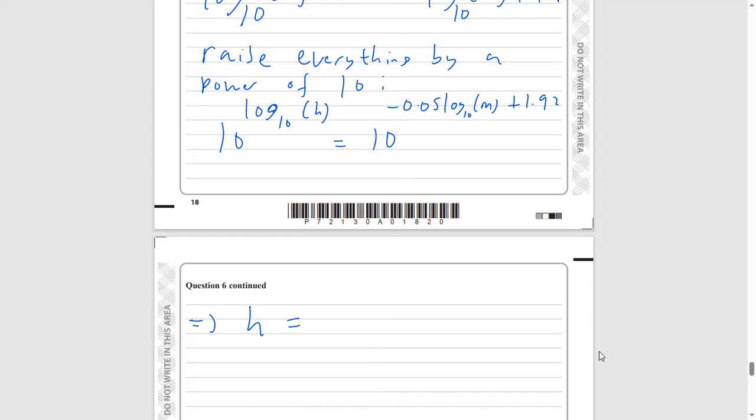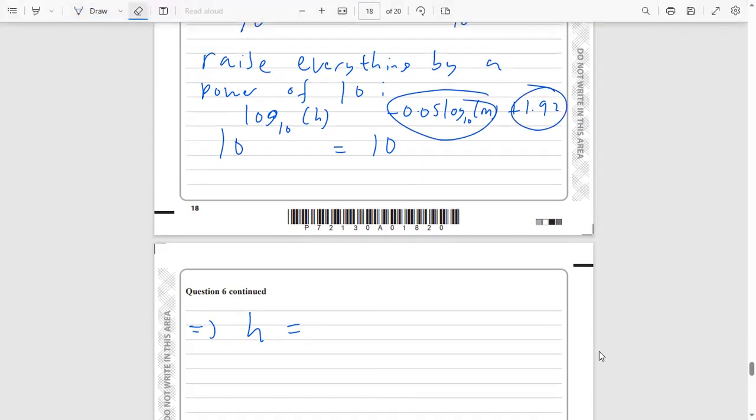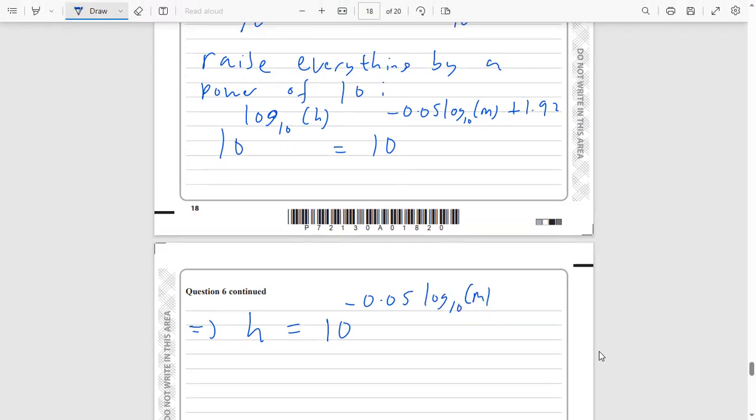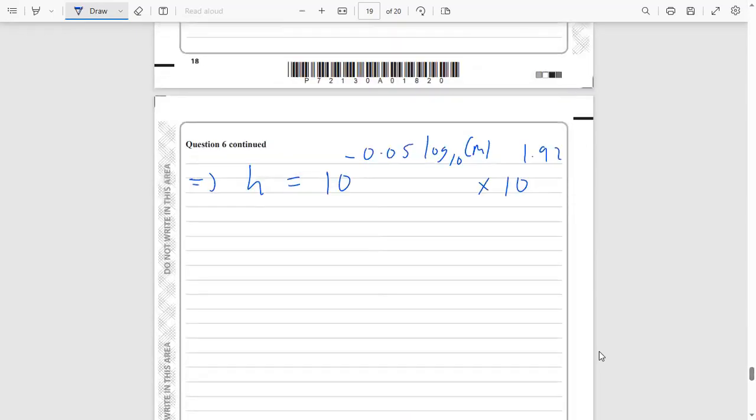So what I notice up here is that we got a number there, plus we got this number there, plus another number there. So actually what we can do is reverse engineer our laws of indices, and we can say that this is equal to 10 to the power of minus 0.05 log base 10 of m, and then times by 10 to the power of 1.92. Okay, so we've got that.